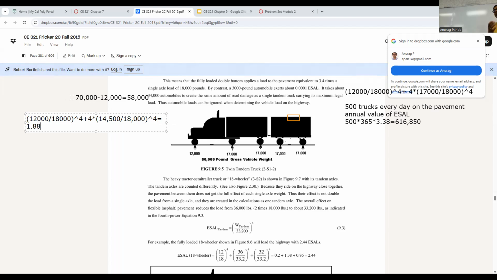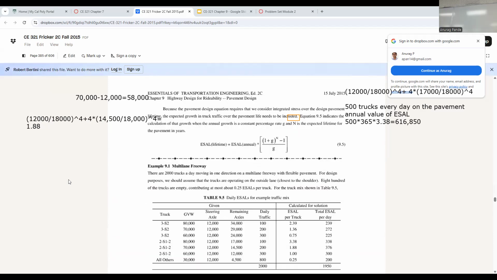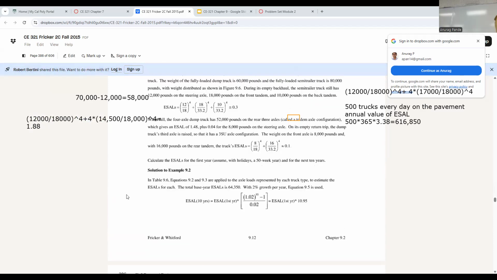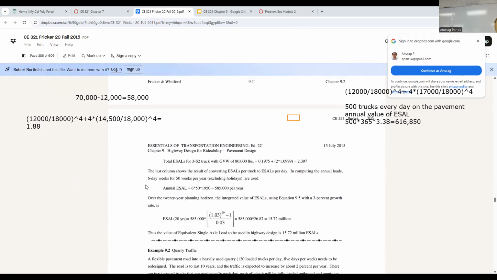So we were able to verify how we can estimate the ESAL value for any given truck. Now one thing that happened here is that we multiplied. In the previous example we did, I just basically took the daily value and multiplied by 365. Sometimes the trucks are assumed to have different patterns, like if your trucks only run 6 days a week or whatever. So they use some different numbers in the example. I think they use something like 6-day weeks or 50 weeks per year, excluding holidays, for the annual loads. But again, that depends on what assumption you're making in terms of trucks.